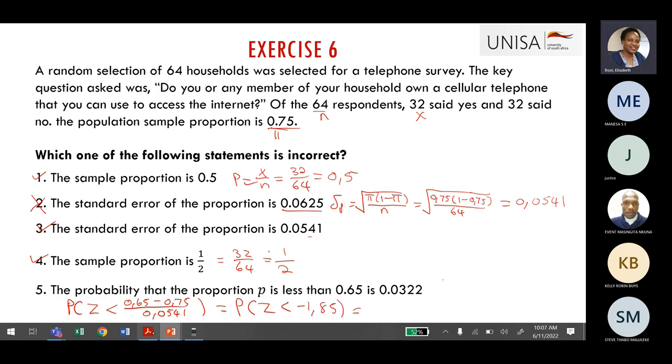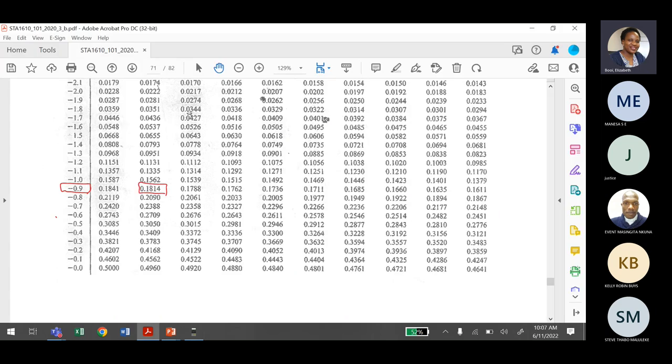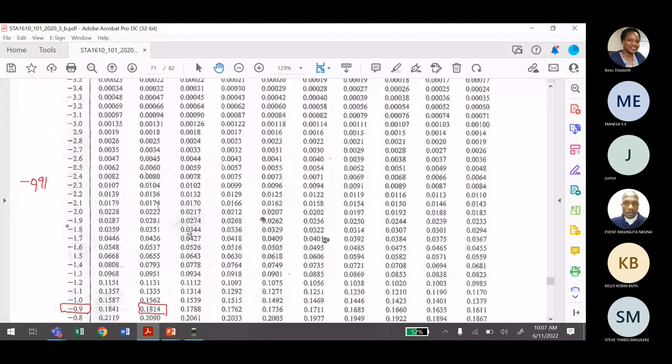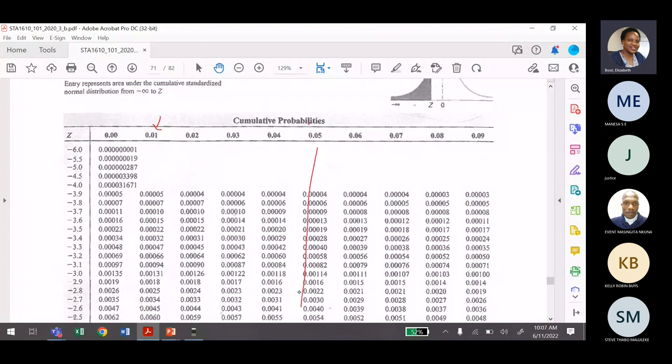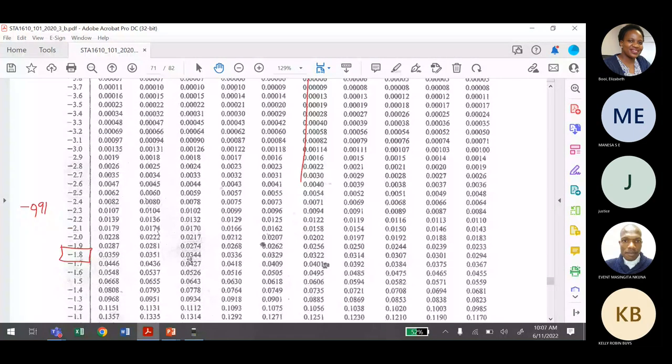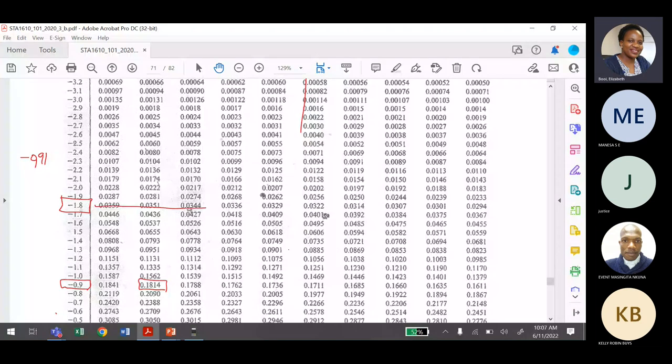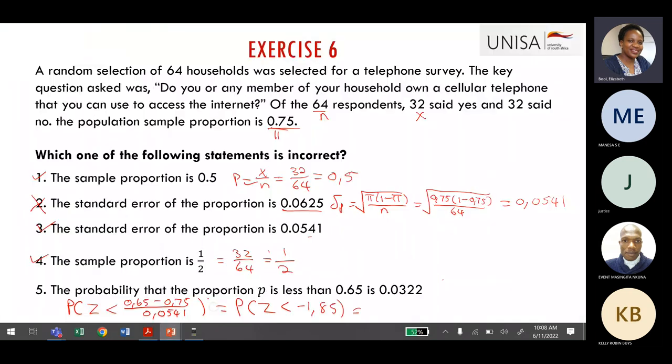Minus 1.85, and then I go to the table, look for 1.8 and go to the top, look for 5. When they both meet, it is 0.0322, which is correct. And that's how you will answer the questions. But in the exam, you would have already found your answer there. You stop.